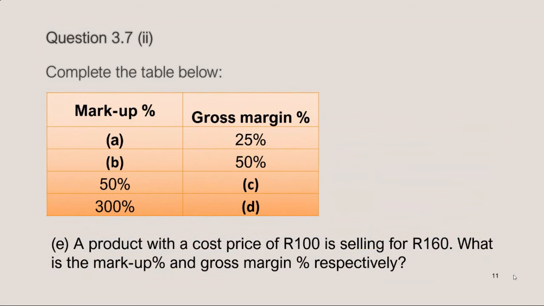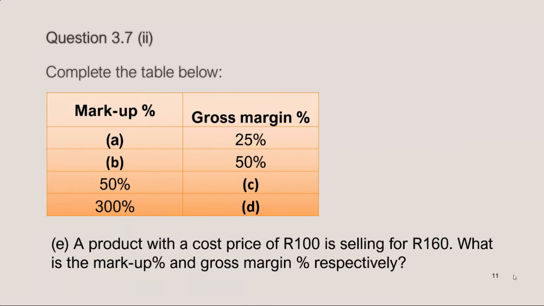So now what you have to do is, they either give you the markup percentage or the gross margin percentage. Then they ask you, I've given you one of them, now I want you to work out the equivalent percentage that will give you exactly the same profit at the end of the day. So if our gross margin is 25%, they want to know what markup percentage will give me exactly the same profit.